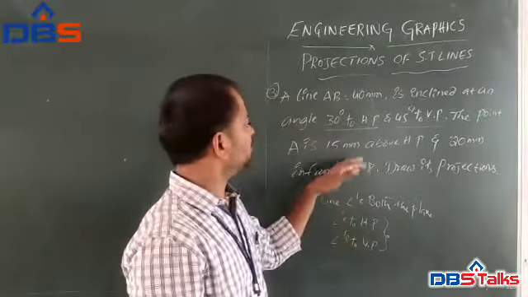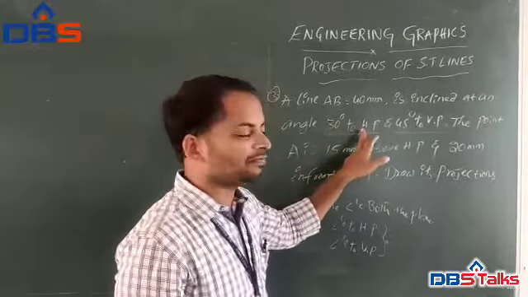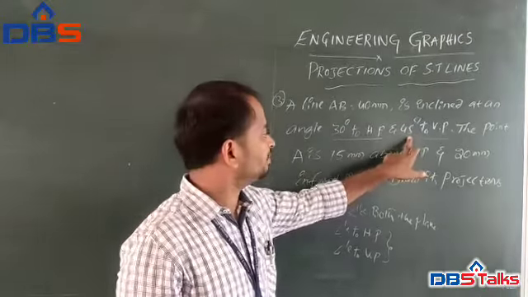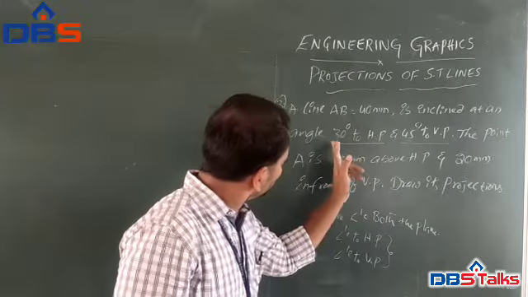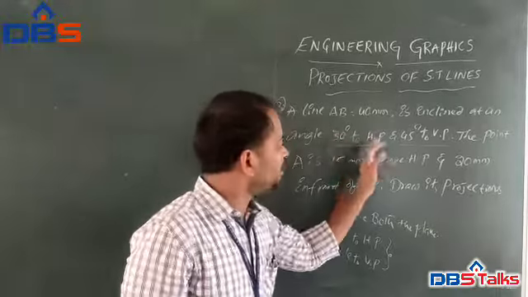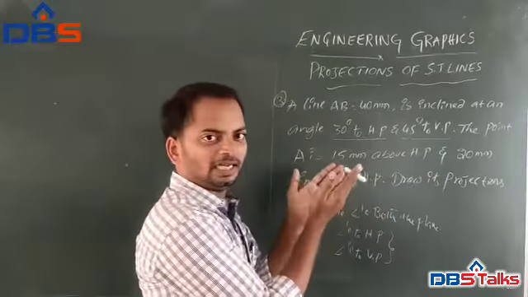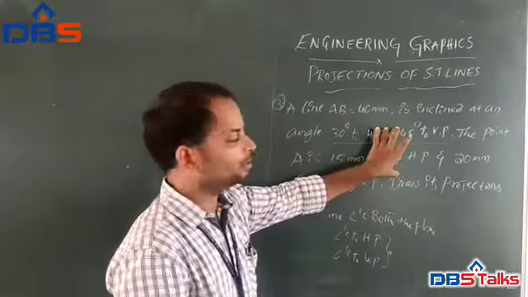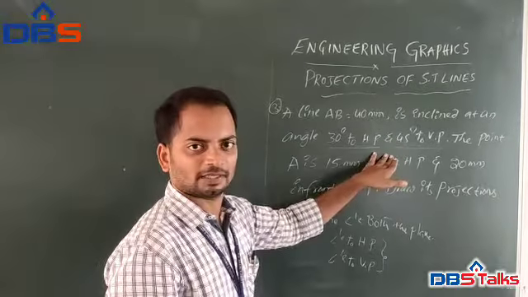In the previous problem, whenever it showed an inclination with respect to HP, at the same time it showed a relation with VP as parallel. But here it is showing 30 degrees to HP and 45 degrees to VP at the same time. That means the individual inclinations will be clubbed here in the single problem. Okay, let us solve the problem in a very simple manner.